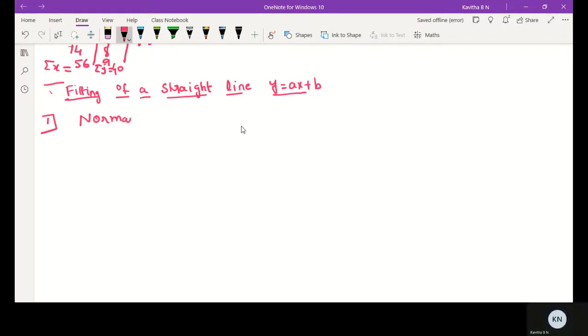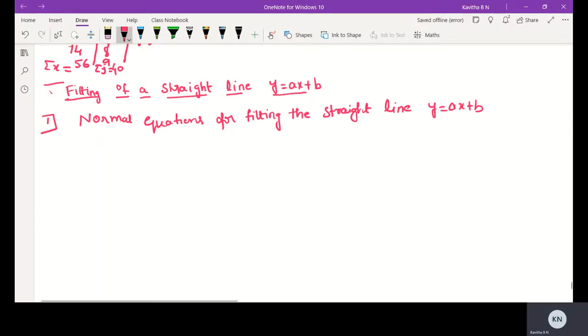Normal equations for fitting the straight line, y is equal to ax plus b. Then we have to write the formula here.